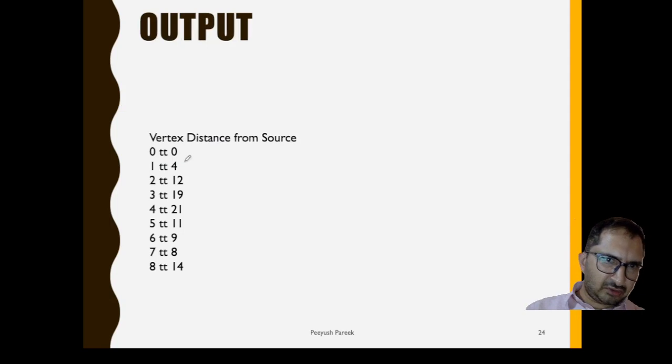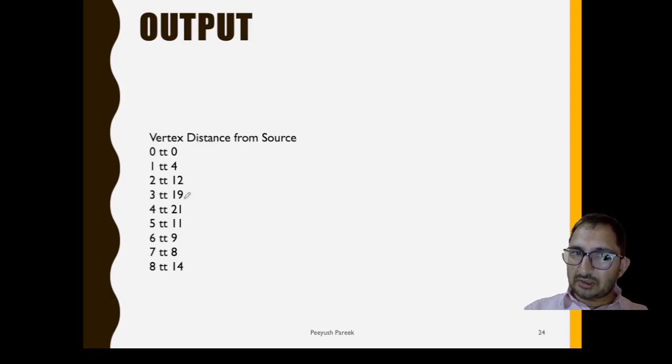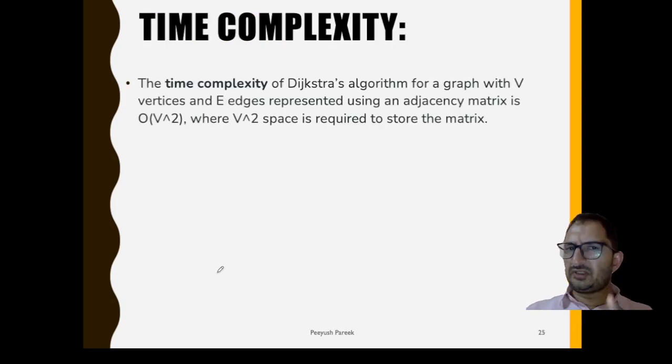From vertex 0, we have distance 0. From vertex 1, 4. From vertex 2, 12. From vertex 3, 19. Vertex 4, 21. Vertex 5, 11. Vertex 6, 9. Vertex 7, 8. And vertex 8, 14. Okay. Now I think we have got the idea of how this Dijkstra algorithm works, what its data types are, and how it is implemented in Java. Now we'll work out the complexity also.